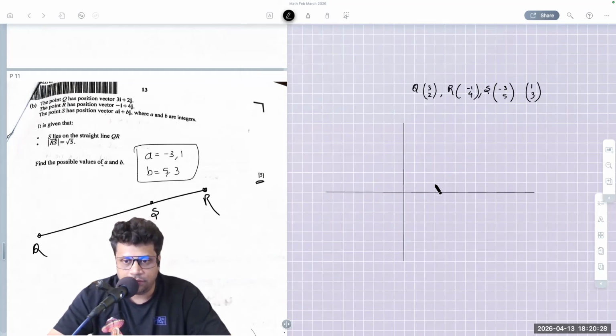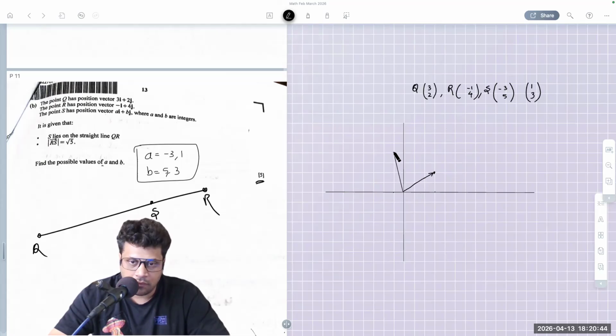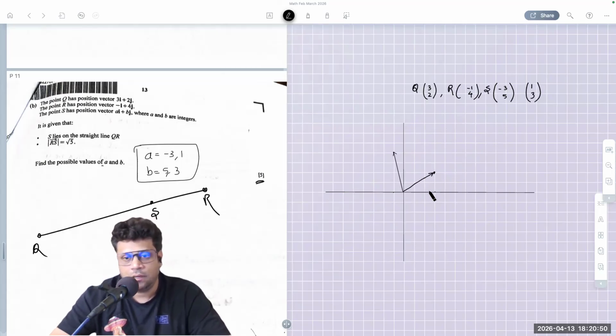So (3, 2), (3, 2). That's OQ. (-1, 4), minus 1 there. And S is either (-3, 5), minus 3 and a 5, there, and (1, 3).